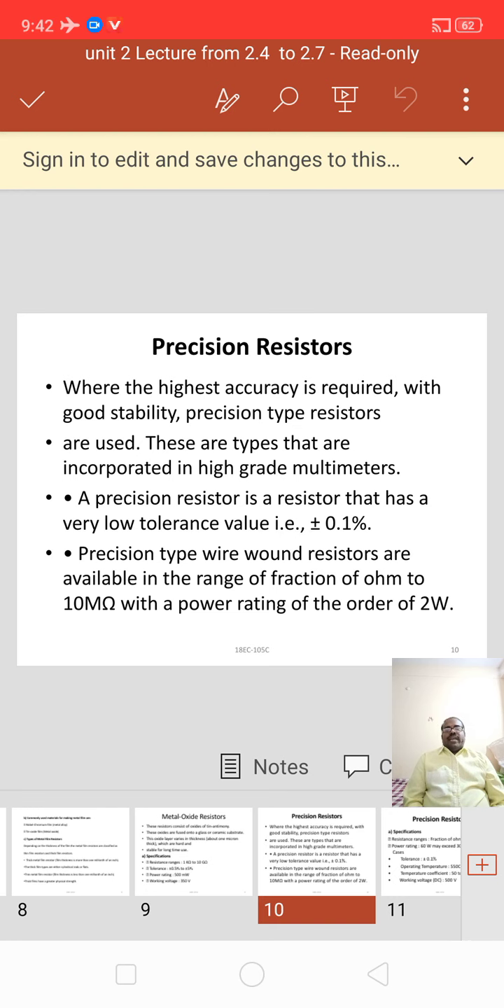These are wire wound resistors in the range of a fraction of an ohm to 10 mega ohms with a power rating of the order of 2 watts. These precision type wire wound resistors are available in that range.